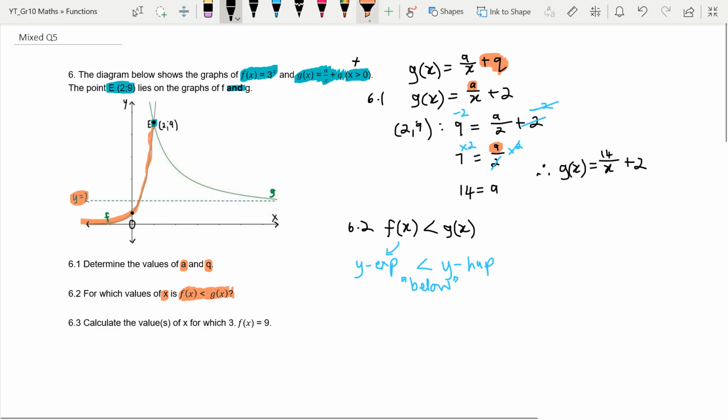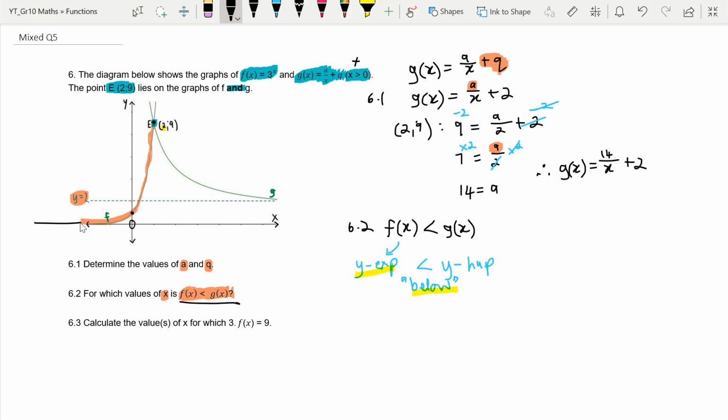From that point, let me just highlight that in a different color. From where x is 2, my exponential would be above and my hyperbola would be below. But remember, we want where the exponential is below the hyperbola. All right, so let's go flag those x values. So that is true.